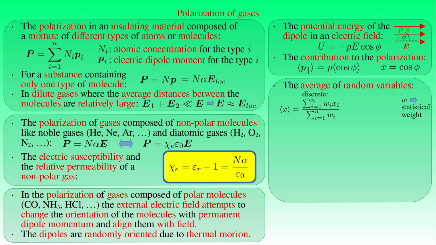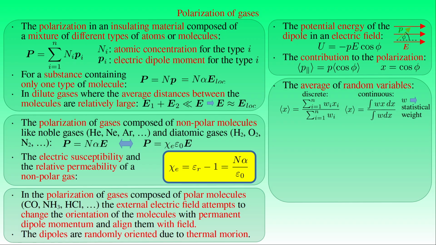Because the random variable x given by the cosine of the orientation angle phi of a dipole is a continuous one, the statistical average written in terms of sums must be generalized to an expression written in terms of integrals. Then the average of x is given as the integral of the statistical weight w as a function of x times the random variable x with respect to x, divided by the integral of the statistical weight w with respect to x. The upper and lower limits of the integrals must cover all the possible values of the random variable x, which is the interval between -1 and 1 in this case.